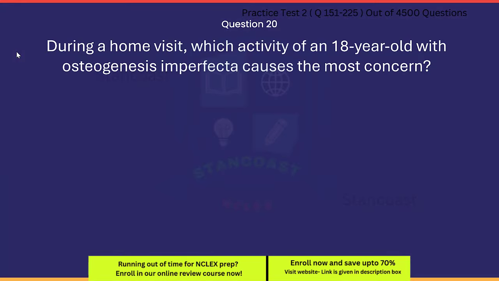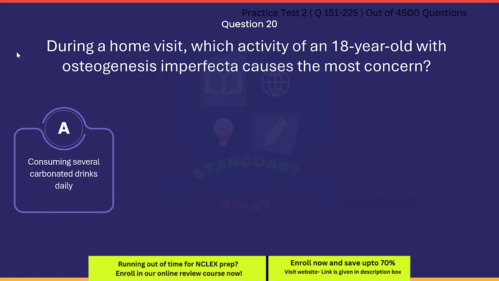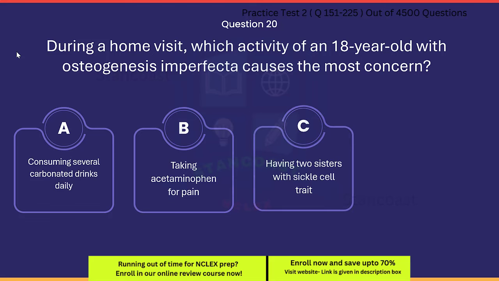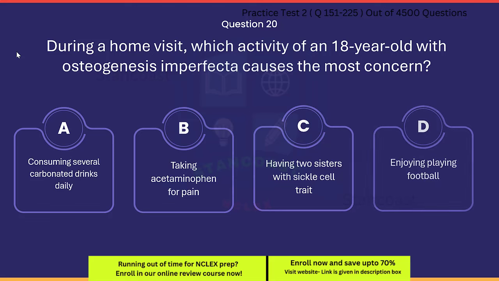During a home visit, which activity of an 18-year-old with osteogenesis imperfecta causes the most concern? A. Consuming several carbonated drinks daily. B. Taking acetaminophen for pain. C. Having 2 sisters with sickle cell trait. D. Enjoying playing football. Consider the risks associated with osteogenesis imperfecta.